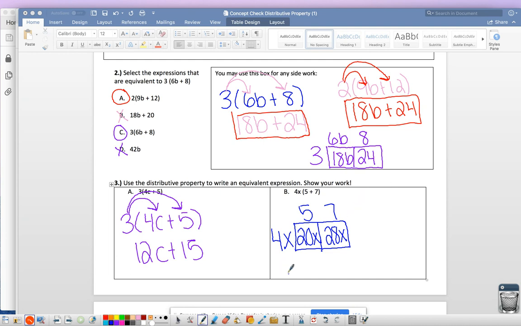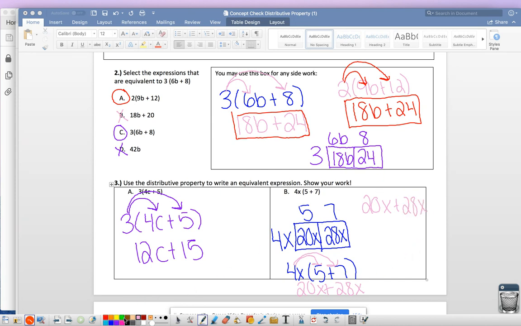Now, if you want to use the arrows, I'll show you how to use it with the arrows real quick. So 4x times 5, which is 20x, and then 4x times 7, which is 28x, because they both have x. We're distributing the x. So the answer to this one is 20x plus 28x.